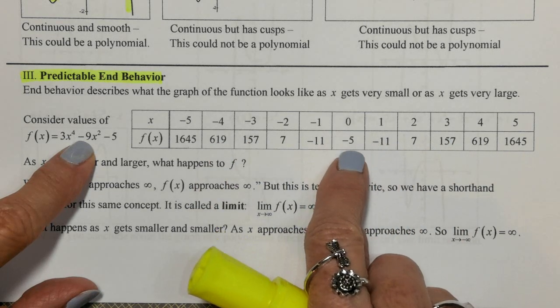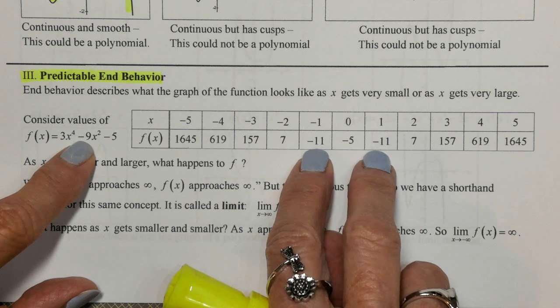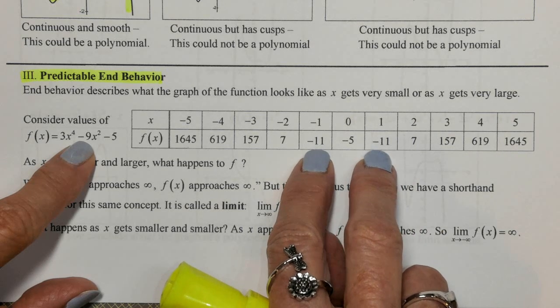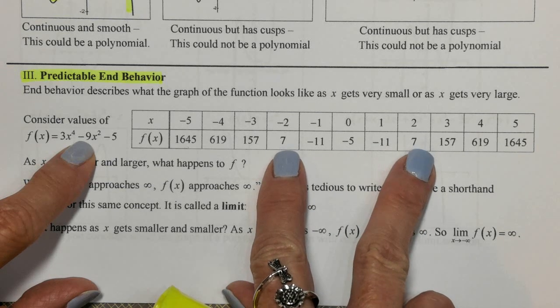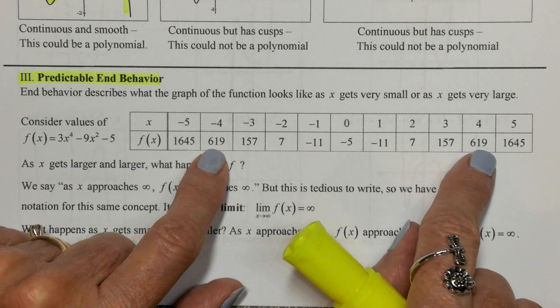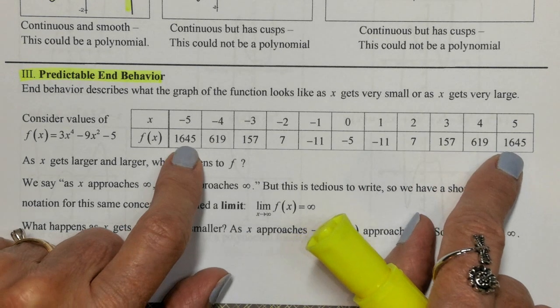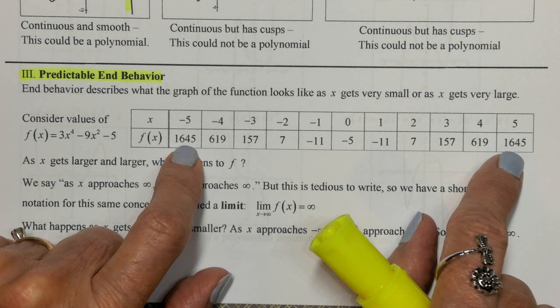When x is 0, we're at -5. When x is 1 or -1, we're at -11. 2 or -2, we're at 7. 3 or -3, we're at 157. -4 and 4, 619. And then 5 and -5, we're at 1645.